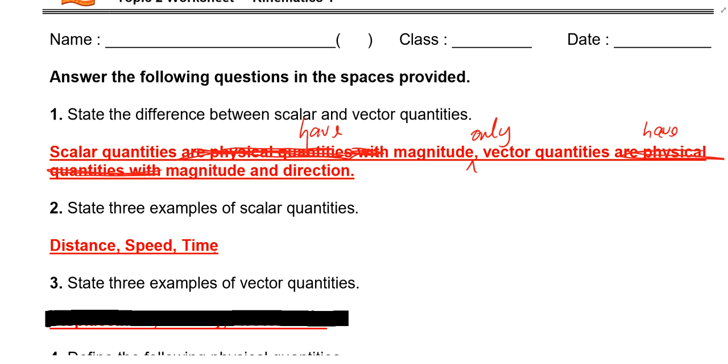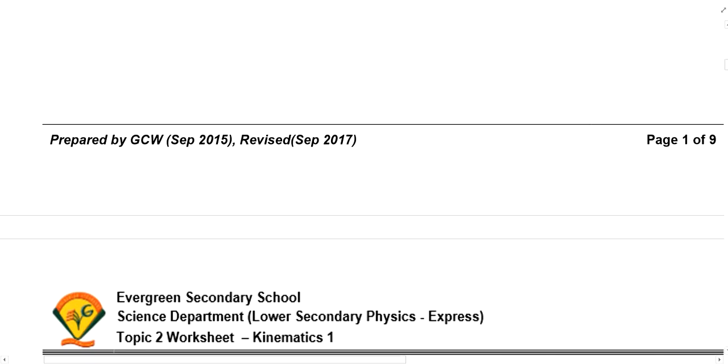Yes, please mark. We'll do your corrections. What else you want me to confirm with you? Any more? No? Okay. Then let's move on. 3 examples of vector quantities. Okay. These are the 3 that we have learned.